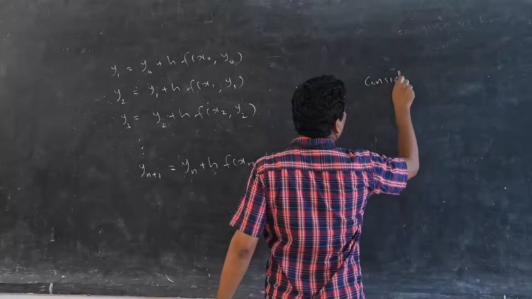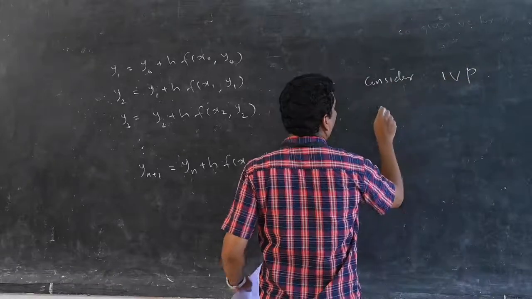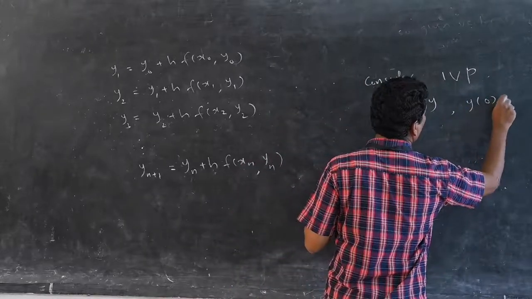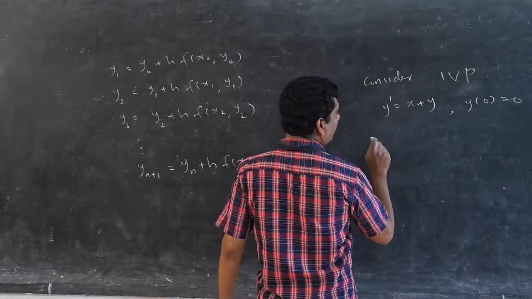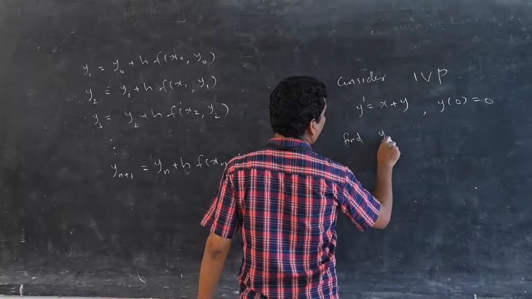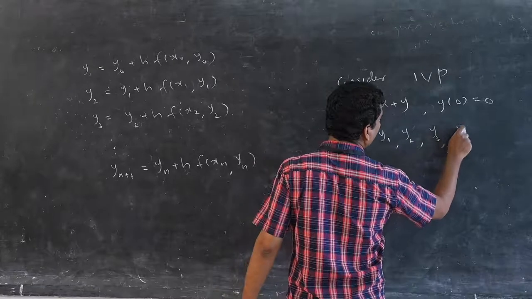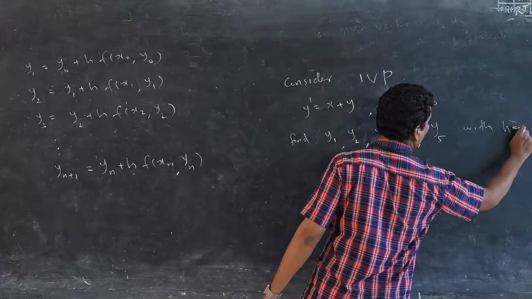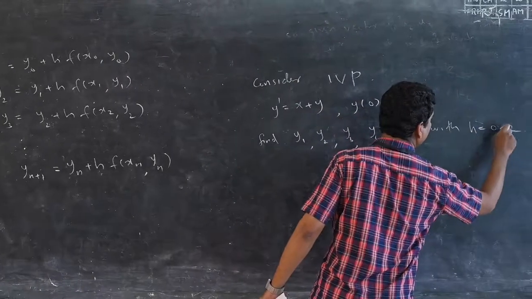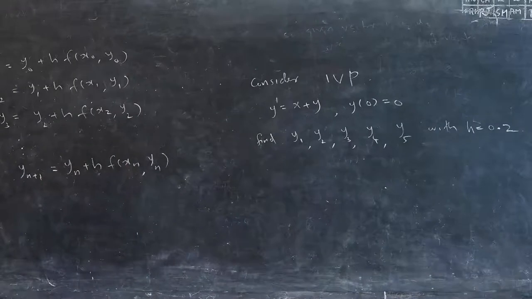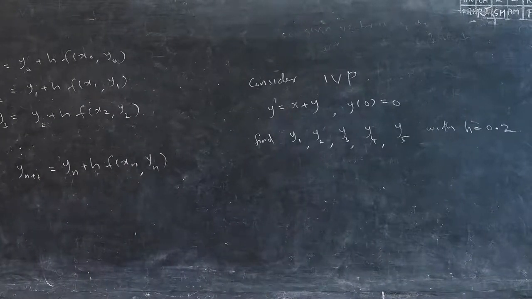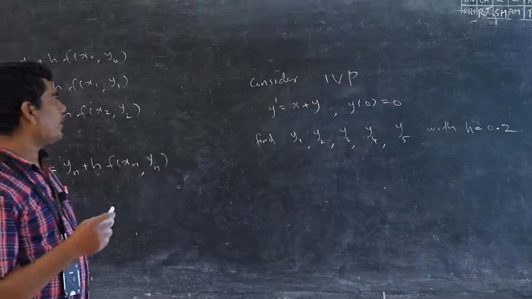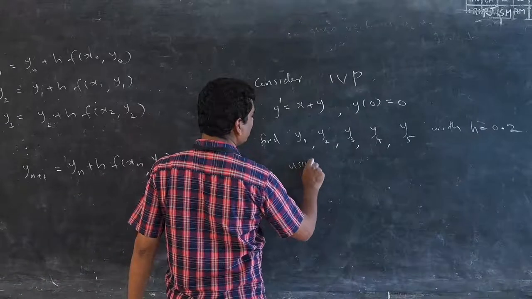Consider initial value problem, y derivative is equal to x plus y. Initial condition is y of 0 is equal to 0. The question is, find y1, y2, y3, y4, y5 with h is equal to 0.2, using Euler method.